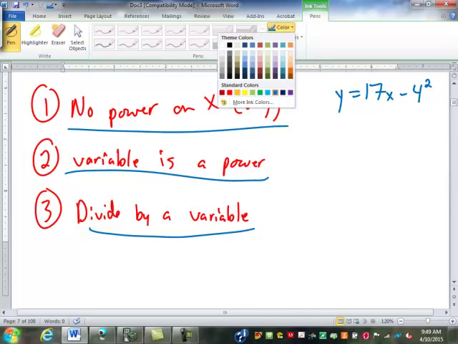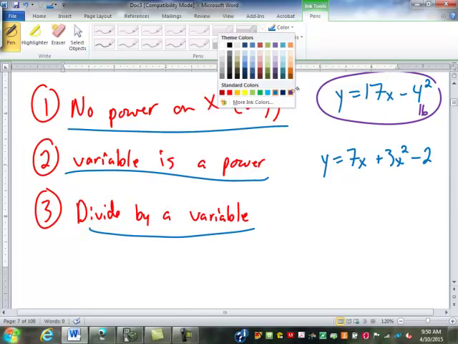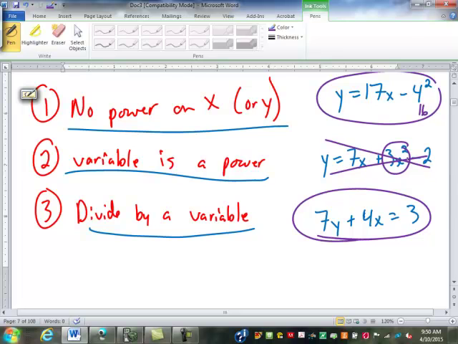Looking at that one, is it going to be a straight line? You're tempted to say no because of the squared, but it's not on the x. 4 squared is just 16. So that will be a straight line. How about that one? No, because there's an x squared there, that's not going to be a straight line. This one? It's good, yeah. It's not how we're used to seeing it because we're used to seeing y equals, but that will be a straight line.